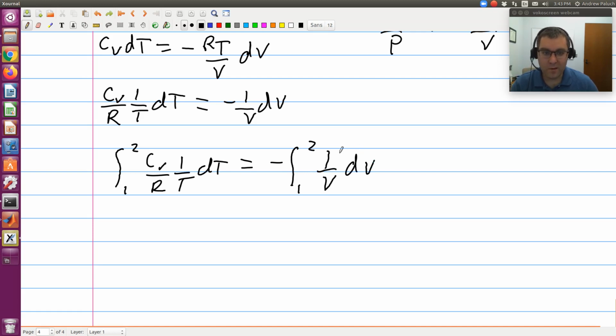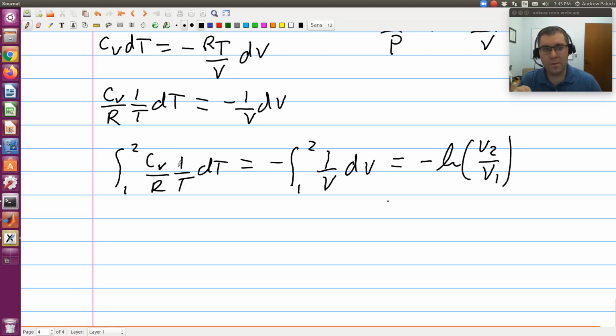For an ideal gas, Cv is only a function of T, so I could go ahead and work out an expression for this integral. Let me start with the right-hand side term. This one's not bad: it's just 1 over V dV, so that's negative log V2 over V1.